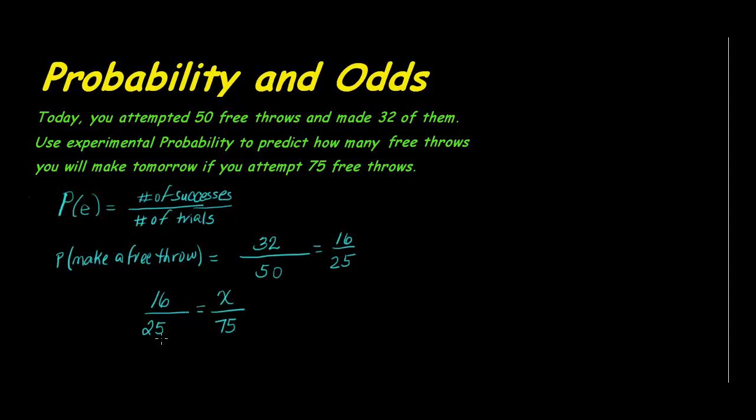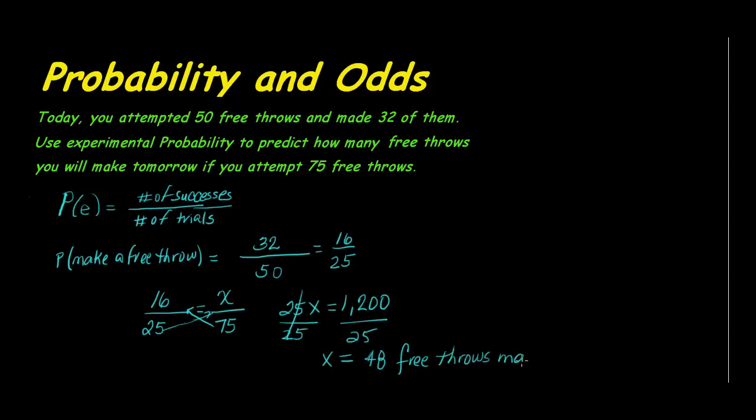So how do we solve this? Well, you know we cross multiply, and we will have 25x is equal to 1,200. And then we divide both sides by 25. X is equal to 48. 48 what? Those are 48 free throws made out of the 75 tries. Okay? That's what it means.